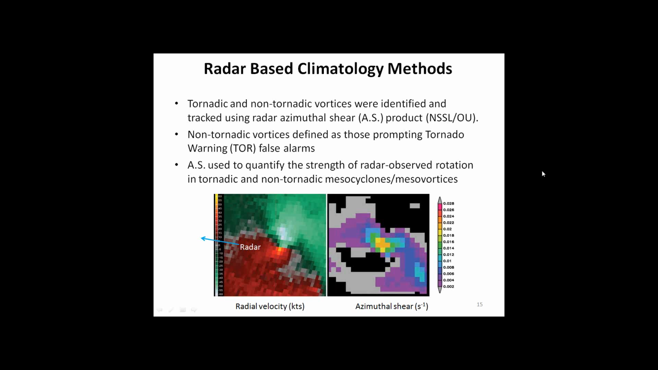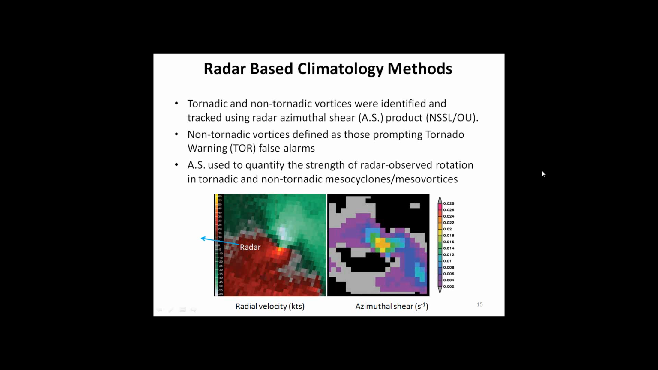For the radar-based climatology, our main goal is to look for ways to distinguish between tornadic and non-tornadic supercell mesocyclones and QLCS vortices, which at times I'll refer to collectively as vortices, and a few other areas that we'll break out separately. There are two main parts to this part of the project. First, what can we learn about these storms in velocity data? And second, what can we learn about them in reflectivity data?